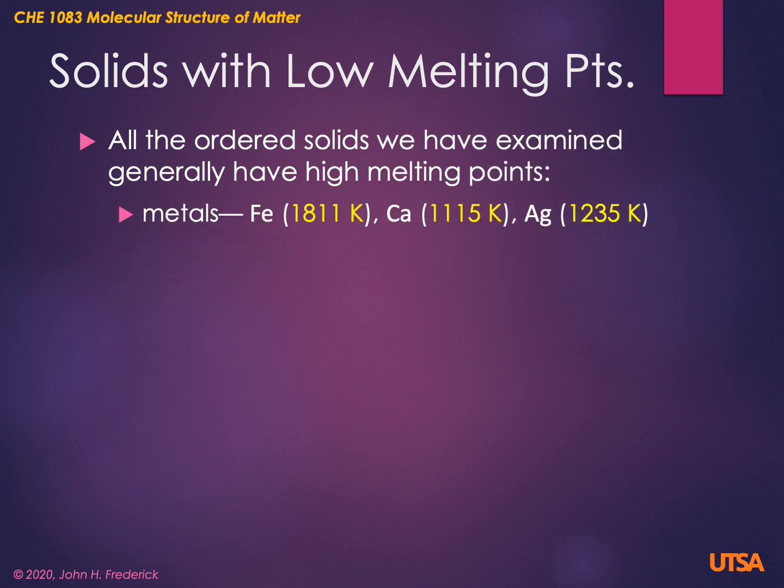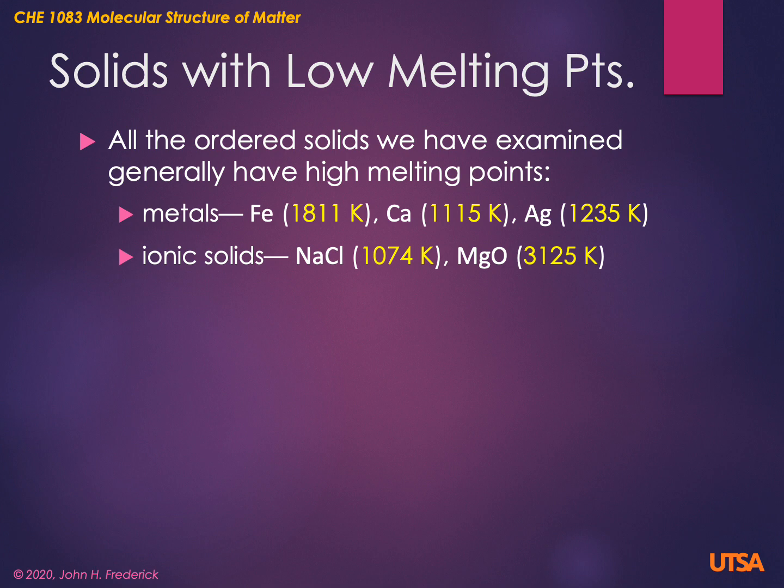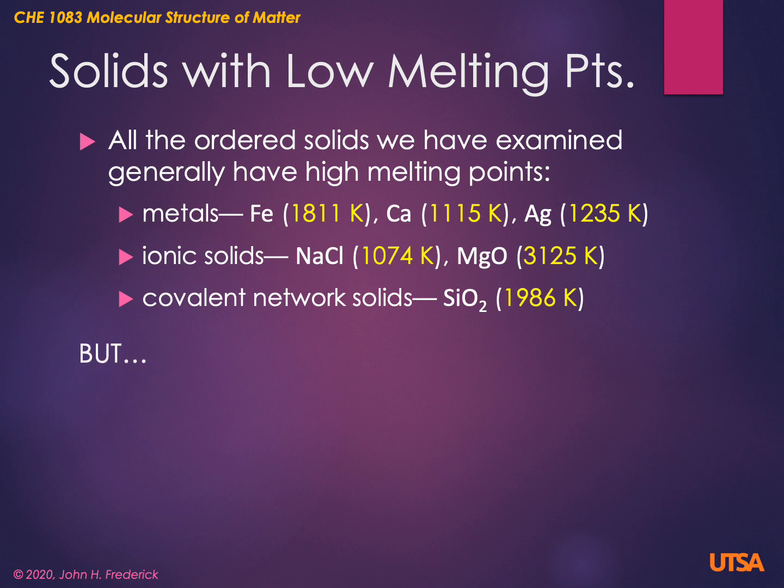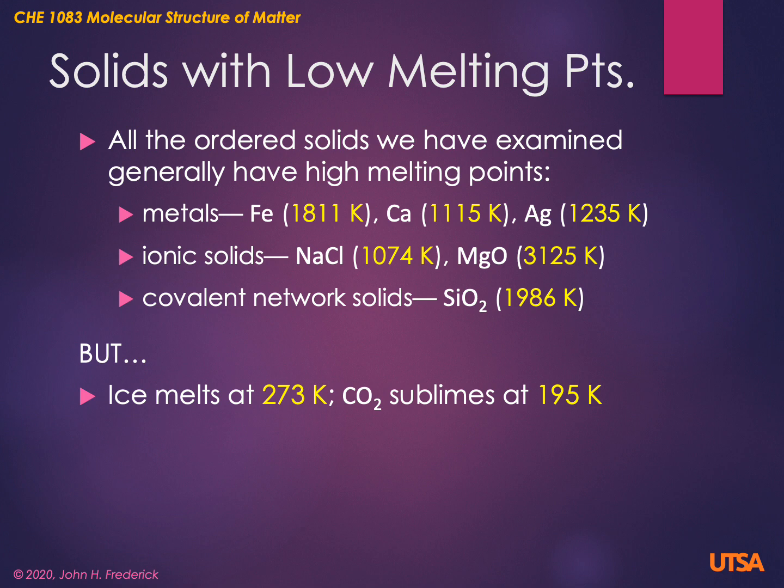So with metals we have things like iron, calcium, and silver that have melting points that are above 1,000 degrees Kelvin. The ionic solids are also very high, magnesium oxide even above 3,000 Kelvin. Covalent network solids like silicon dioxide also can have high melting points. In this case, silicon dioxide is almost 2,000 Kelvin. But we also have ordered solids like ice that melts at 273 and carbon dioxide that sublimes at 195.